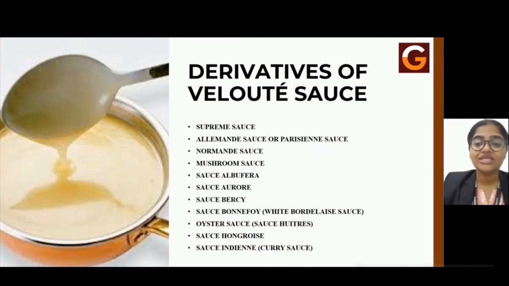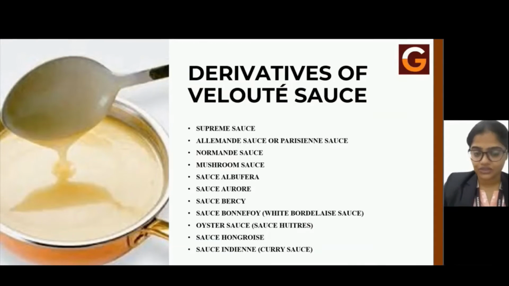Now, the velouté sauce, how is it made? It is again 1:1:10, where you take 1 part of butter, 1 part of flour, and then you add 10 times of the stock to it, and that is where you get a velouté sauce. So how is a velouté sauce made? 1:1:10.